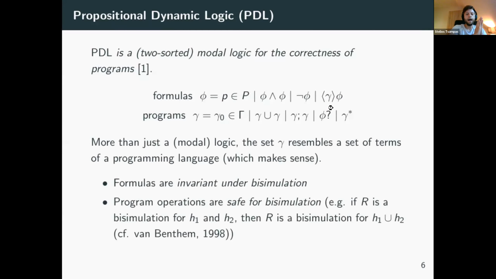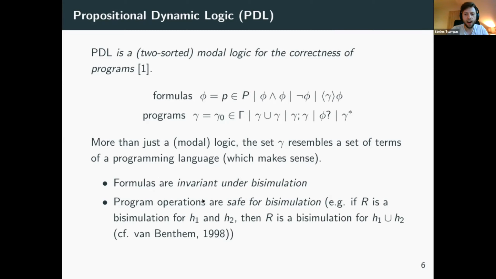So I would say that's a bit more than a modal logic, in that the set gamma to me resembles a set of terms of a programming language, which makes sense because you want to reason not just about one program, but many. There are two basic facts about this kind of logic. Formulas are invariant under bisimulation. I'm not going to explain more because we care about the second thing, about safety. What we care about is that program operations are safe for bisimulation.